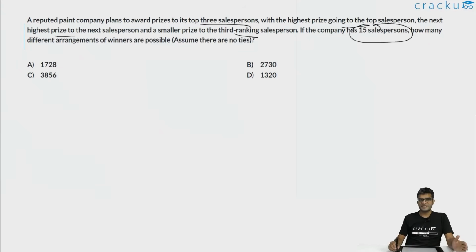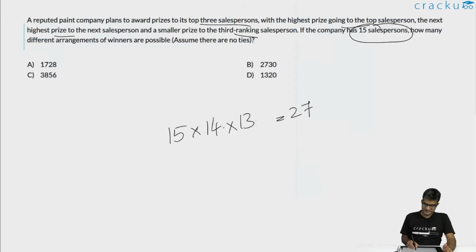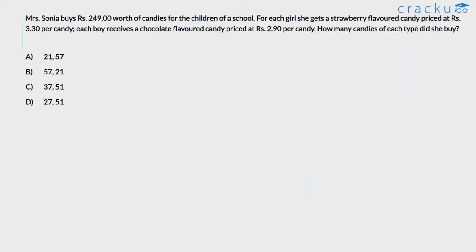So the person who gets the highest prize can be selected in 15 ways. The person who gets the second highest prize can be selected amongst the remaining 14 in 14 ways. And the person who gets the third highest prize can be selected in 13 ways. So the total will be 15 into 14 into 13, which is equal to 2730. So the answer for this question is option B.